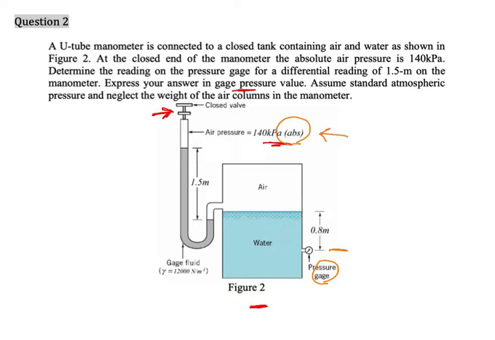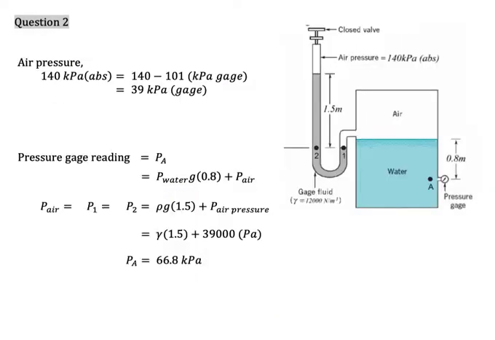So we could solve this problem like this. First, we need to change the unit of the absolute pressure. It is given that the air pressure inside this tube is 140 kilopascal. So we subtract the atmospheric pressure, which is 101 kilopascal. So it is now 39 kilopascal as gauge pressure.